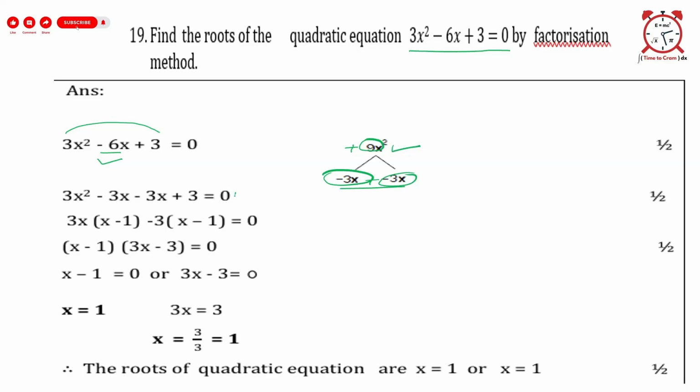By splitting, we get this form of the quadratic equation, and then after factorization, these are the factors. By equating to 0, we get x minus 1 equal to 0 and 3x minus 3 equal to 0, and then x equal to 1, and again x equal to 1. So both roots of the given quadratic equation are the same, and they are x equal to 1.